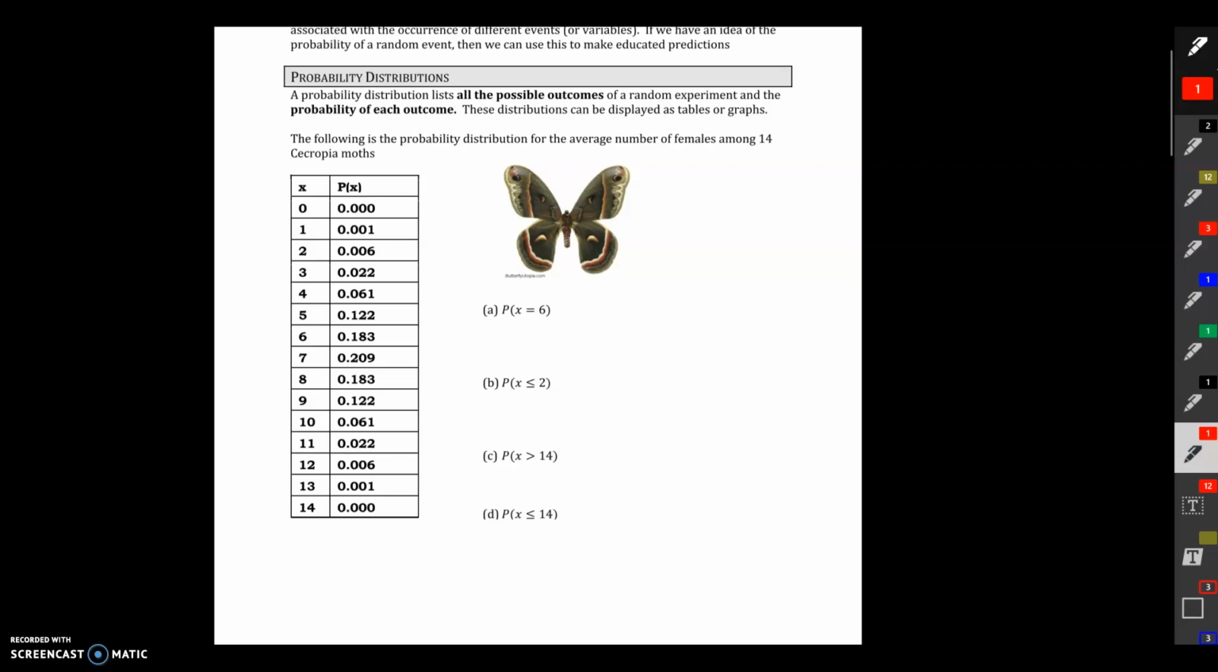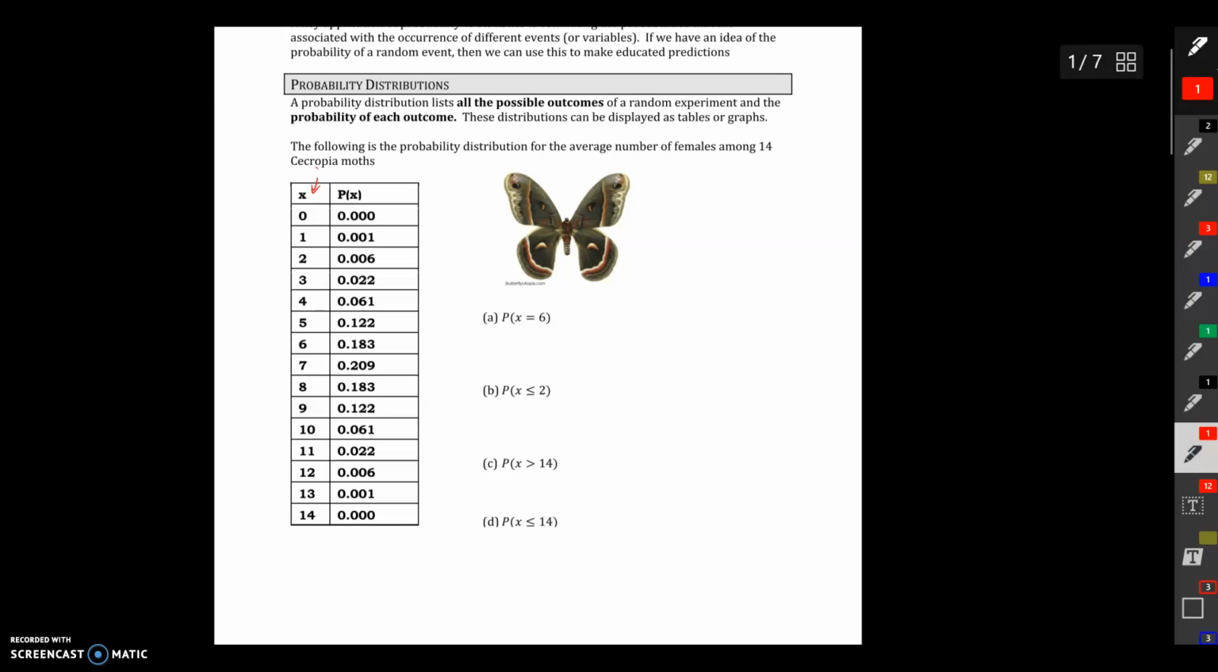So we might look at the probability of the number of female moths among 14 moths in general. So clearly in a group of 14, we could have 0 females all the way up to 14 female moths. Okay, and then we can organize the probability of each outcome in a table. In one column, we have the outcome listed, and then in the other column, we see the probability listed. Again, a full probability distribution will list all the possible outcomes in the table.